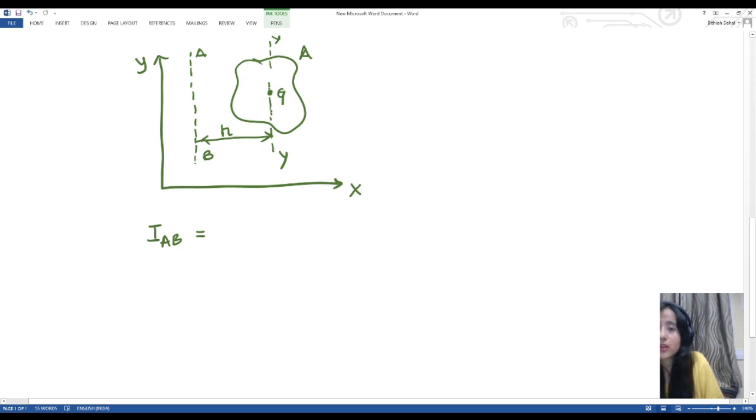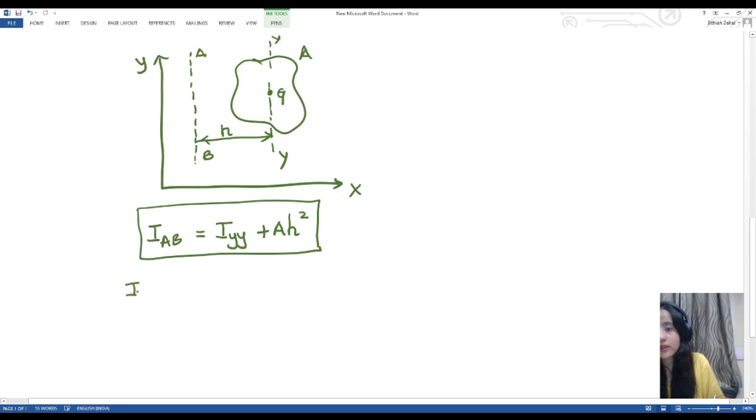Okay, so what will be my moment of inertia about this plane IAB? It will be equal to the moment of inertia of this irregular section about its centroidal axis, Iyy, plus the area of this irregular section A into the distance between these two planes, squared. This will be your moment of inertia about the YY axis.